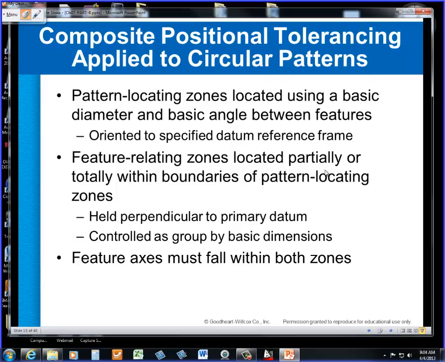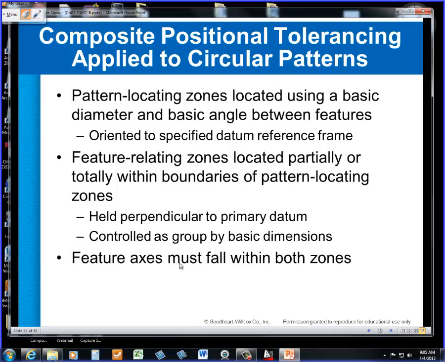Then we have composite positional tolerancing applied to circular patterns, using a basic diameter and a basic angle. Feature relating zones are located partially or totally within the boundaries of our pattern. It's held perpendicular to the primary datum and controlled as a group by basic dimensions.